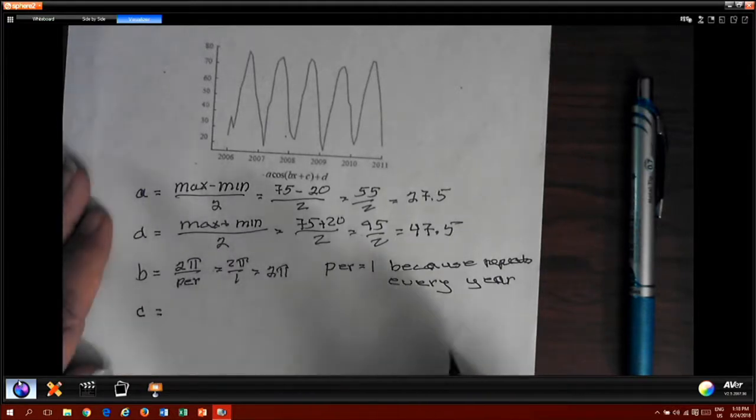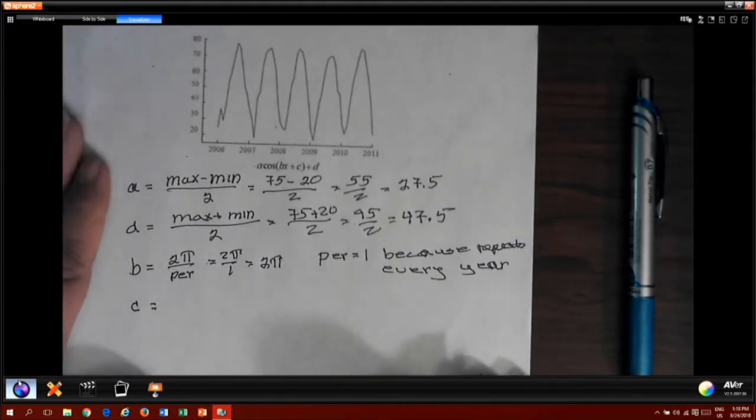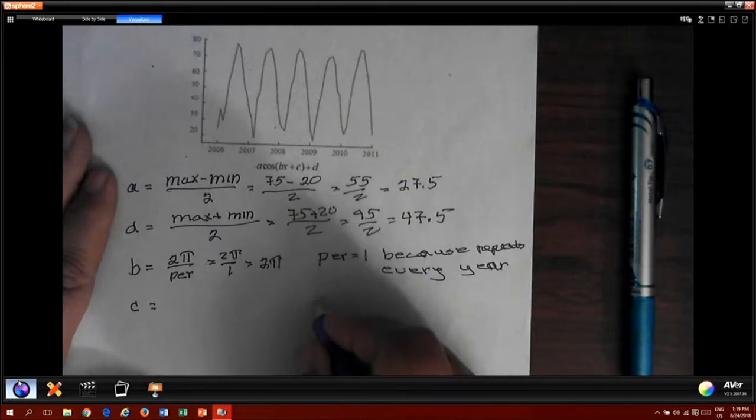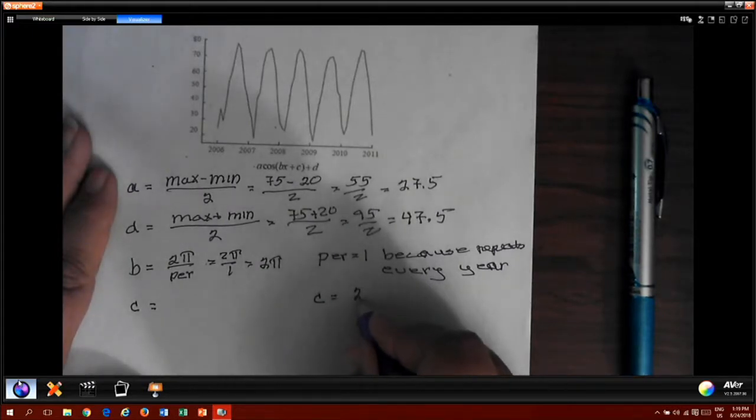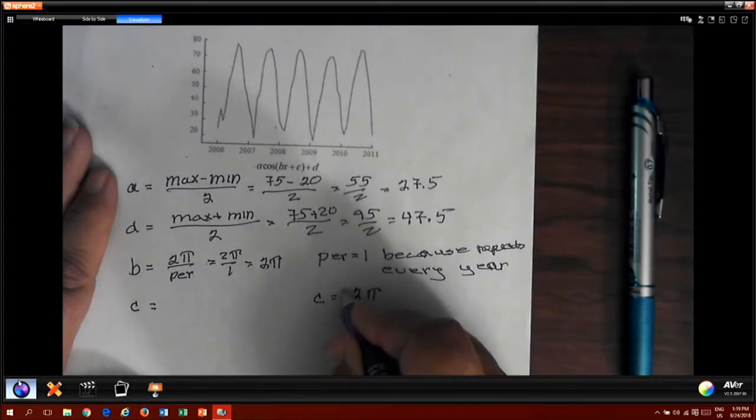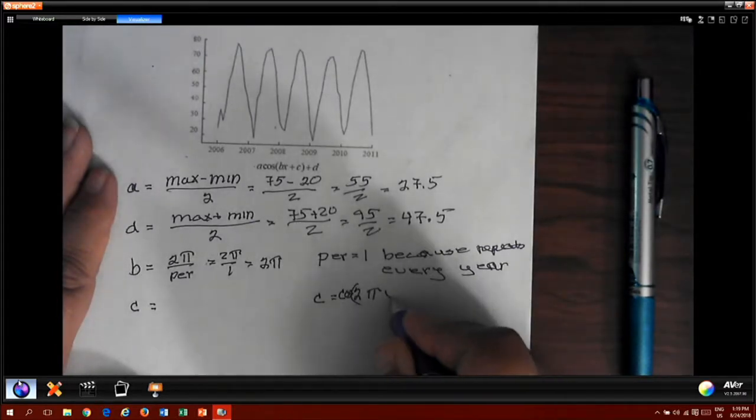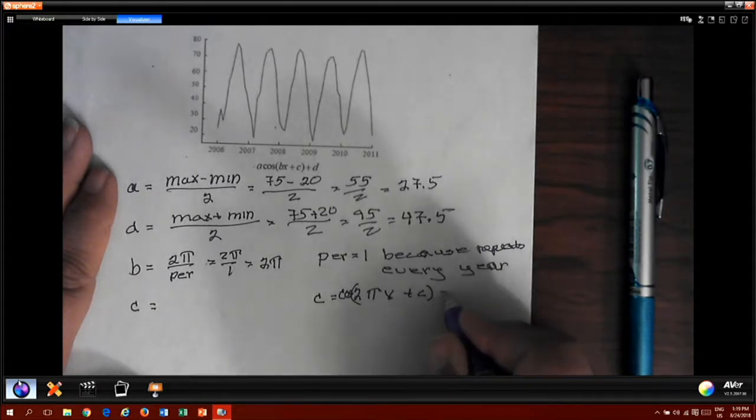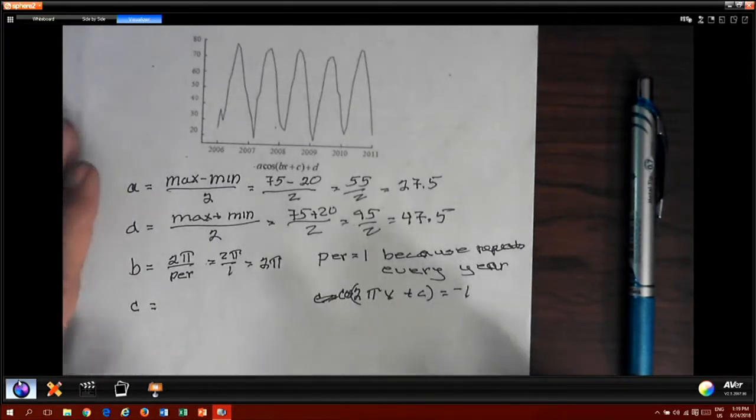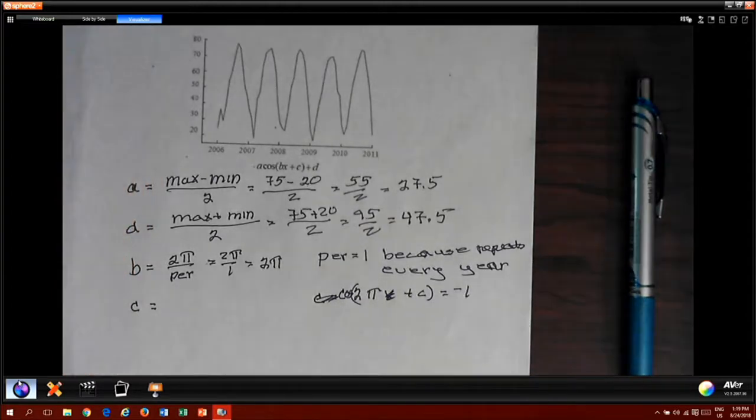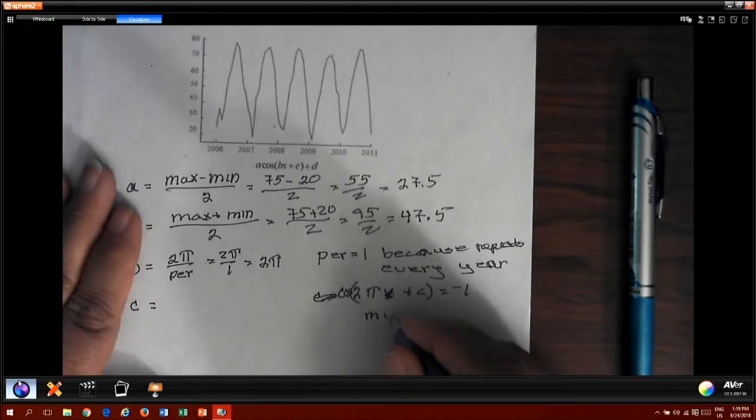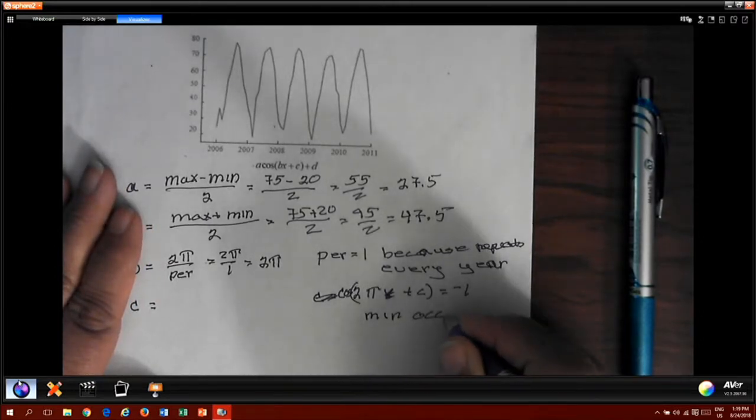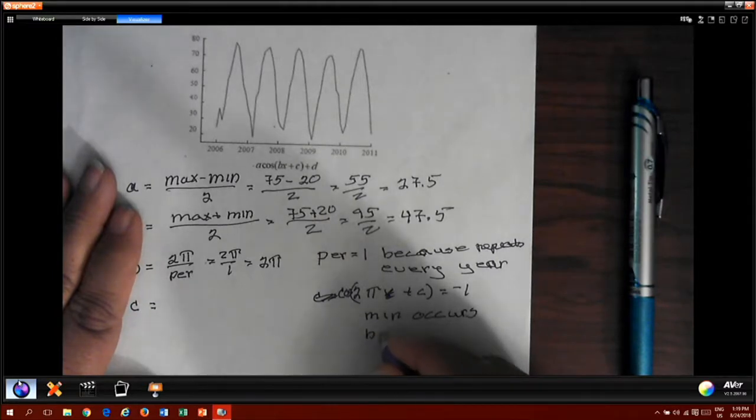So to get C, cosine of 2 pi x plus C equals negative 1. That's how you come up with C. Except we're going to get rid of this x because it's not going to affect it. And this is because the minimum occurs at the beginning of the year.